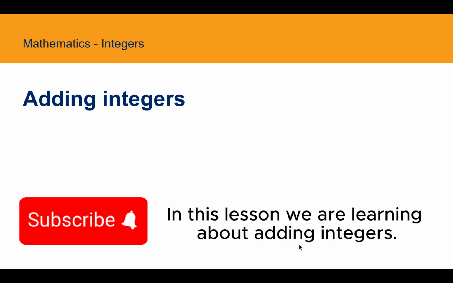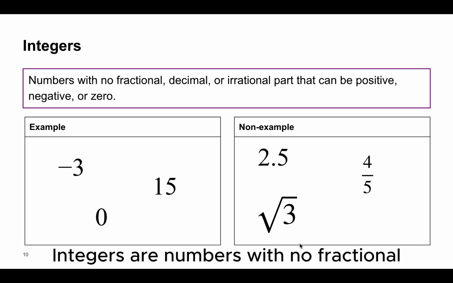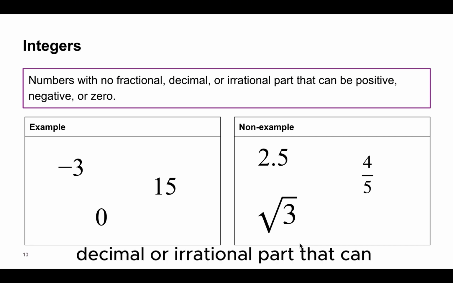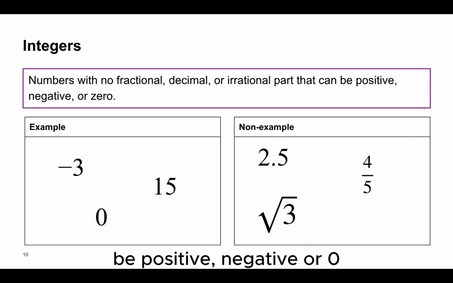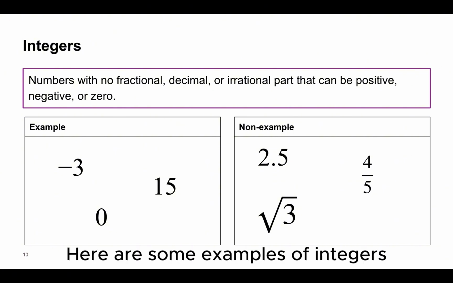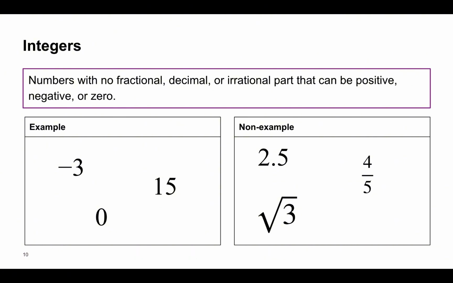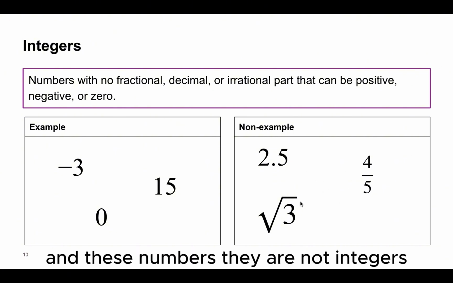In this lesson, we are learning about adding integers. Integers are numbers with no fractional, decimal, or irrational part that can be positive, negative, or zero. Here are some examples of integers, and these numbers, they are not integers.